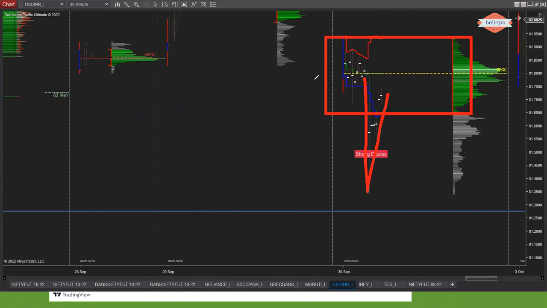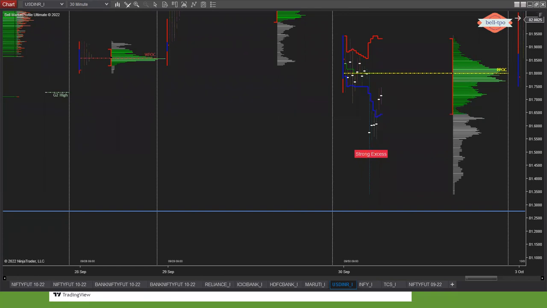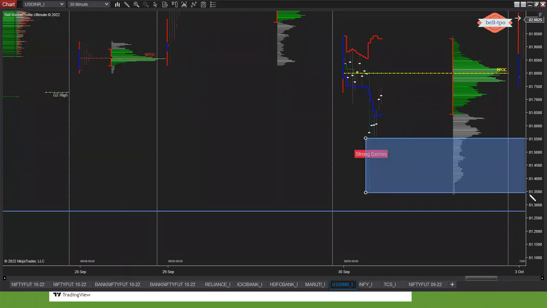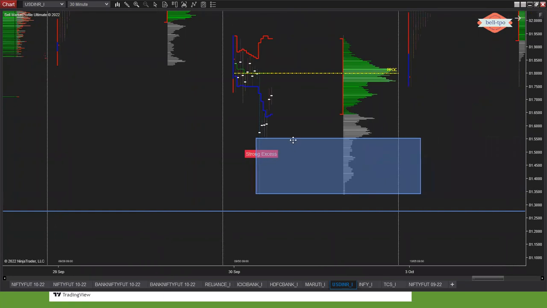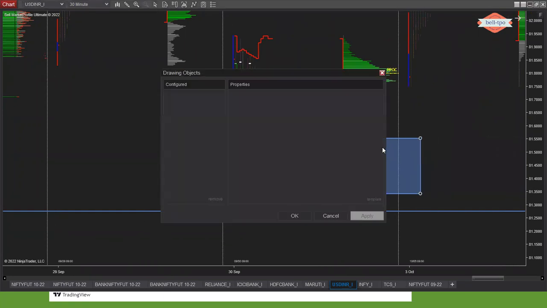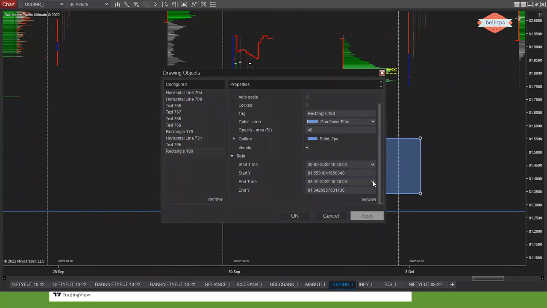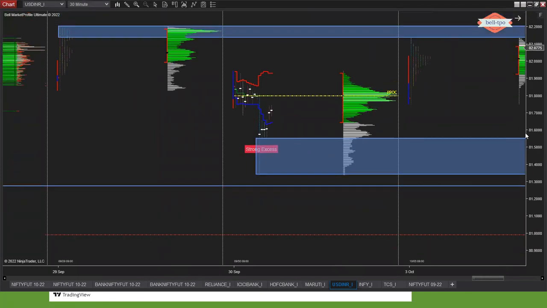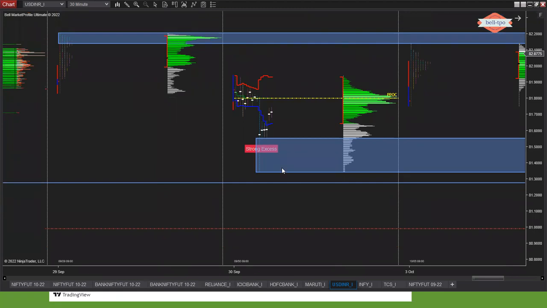Right. So what is the importance of this? If I draw a zone around this excess, it will be used by me as a potential support zone. So I can double click on this rectangle and increase the end date so that the rectangle extends like a zone. Now this zone is perceived as a strong support zone.